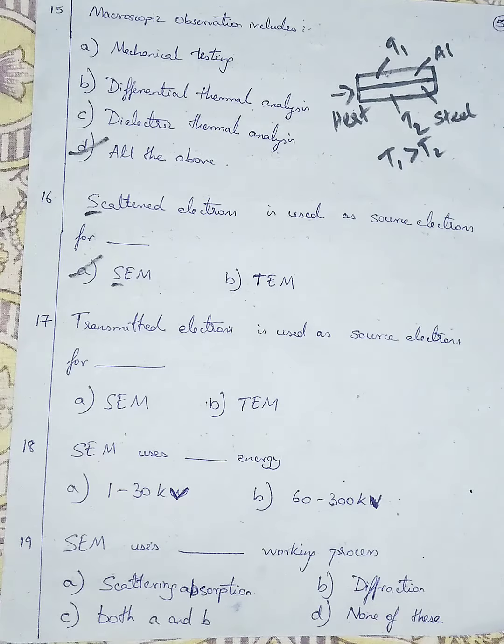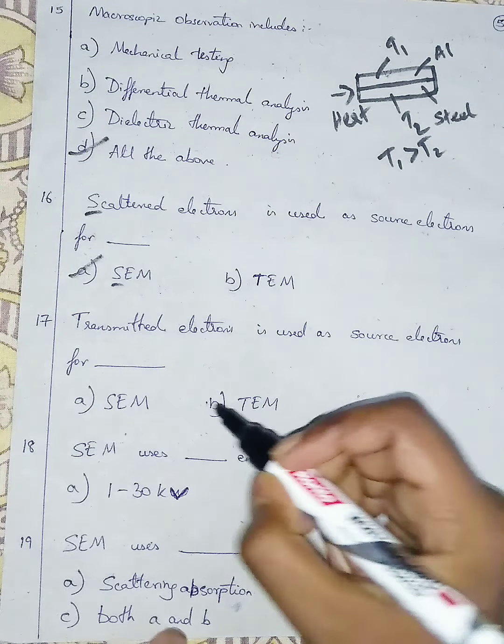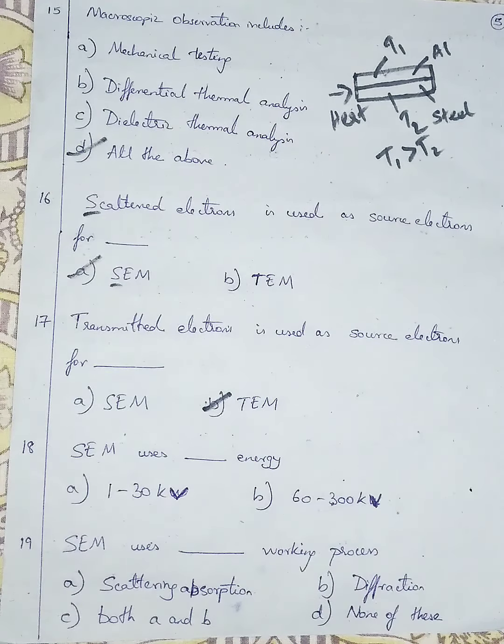Question number 17. Transmitted electrons are used as an electron source for: option A, SEM, option B, TEM, transmission electron microscope. So I am going with option B, transmission electron microscope, where electrons are transmitted.